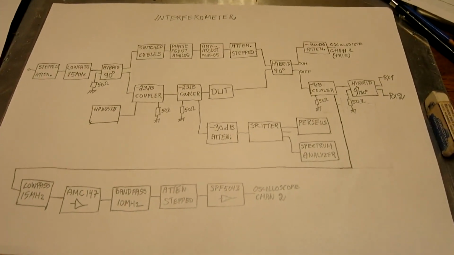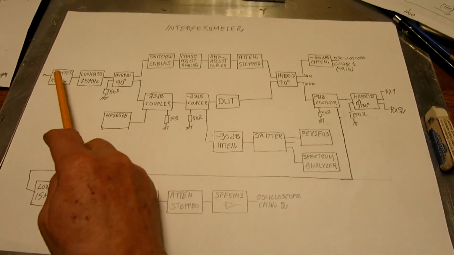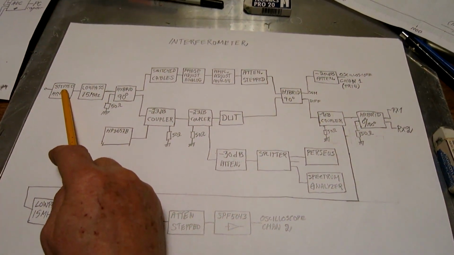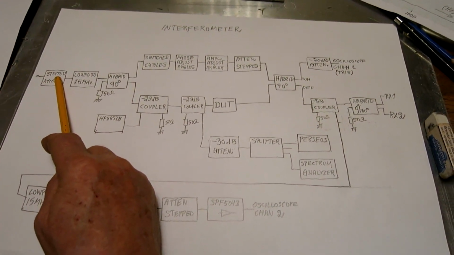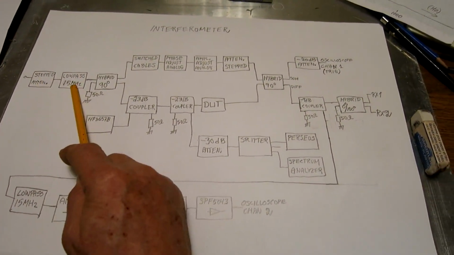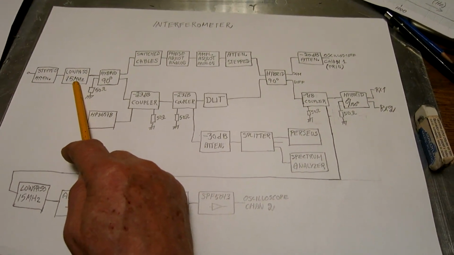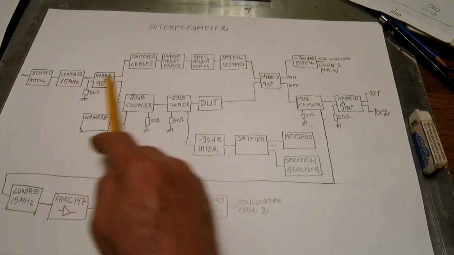Here is what the interferometer looks like. It starts with a stepped attenuator because when looking at crystals it's important to see how the noise changes with the drive level of the crystal. Low pass filter 15 MHz. That's because I don't want too much of 20 MHz and higher into the system here.